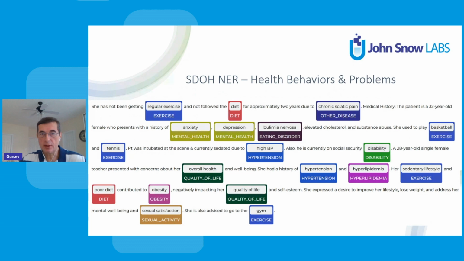So let's take a look at another text. We run the model here, and you will see that the exercise may be either a regular exercise or tennis, basketball, gym. They are all extracted. And let's see, some mental health issues like anxiety or depression are extracted. Disability is over there. And one thing about hypertension, hypertension is extracted as a word, and high BP, high blood pressure is also extracted. So different uses of the illness are also extracted.